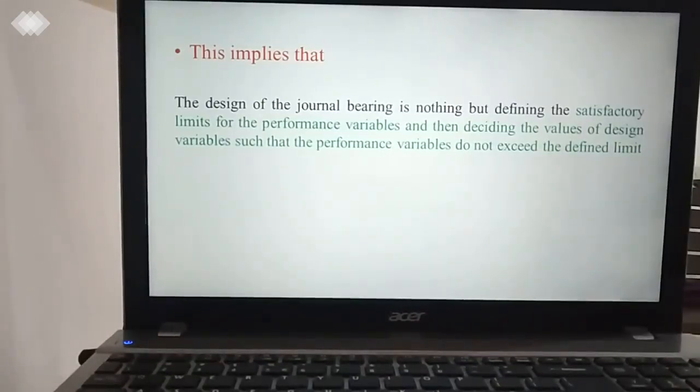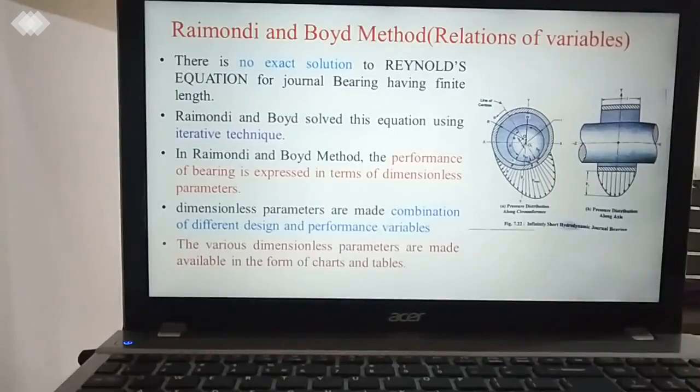I'll repeat. Design of bearing means defining the satisfactory limits for the performance variable and then deciding the value of the design variable such that the performance variable does not exceed the defined limit. So here in the Raimondi and Boyd method, we are going to use a relation of these design variables and performance variables.